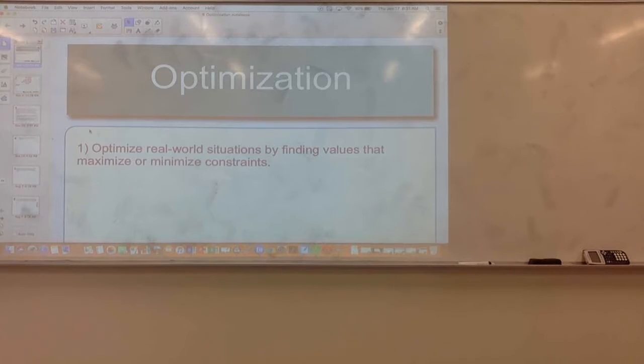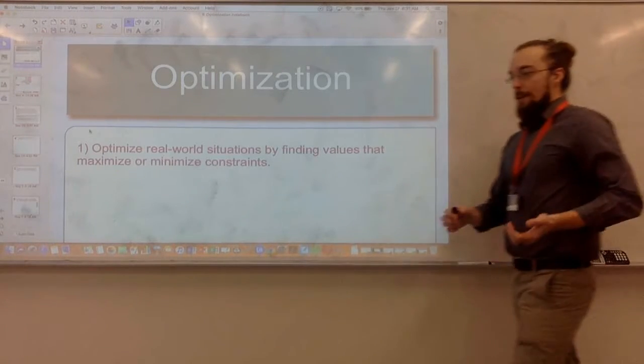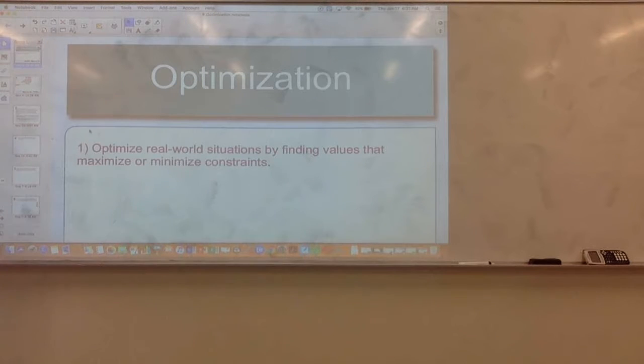So optimization is basically just min-max word problems. Okay, so we know how to find mins and maxes. We're just going to turn these into word problems now. So you have two sheets in front of you.